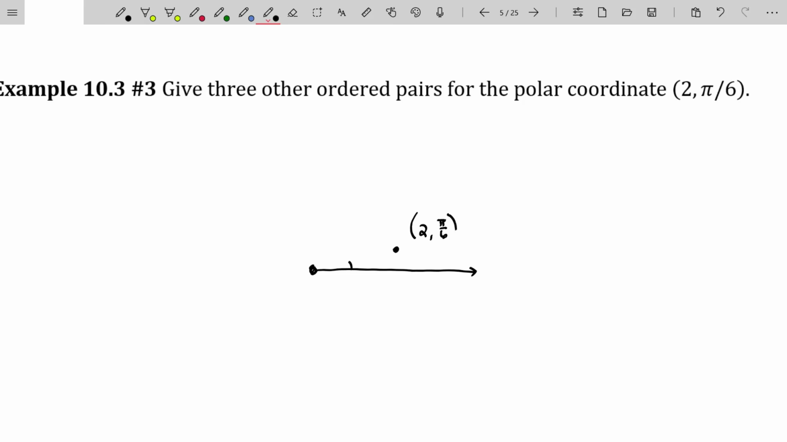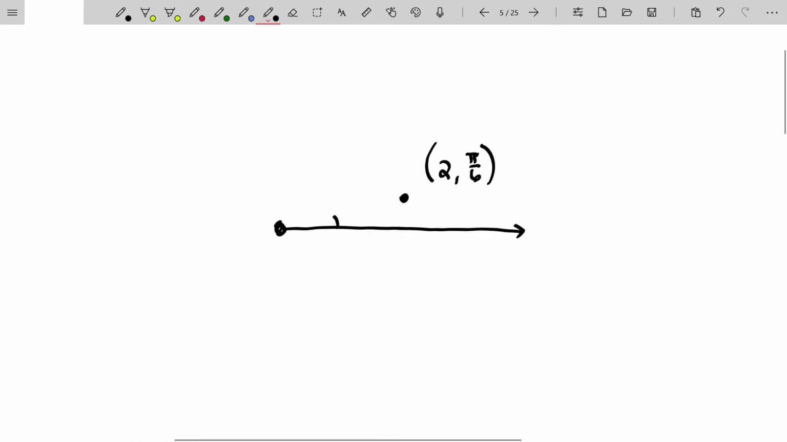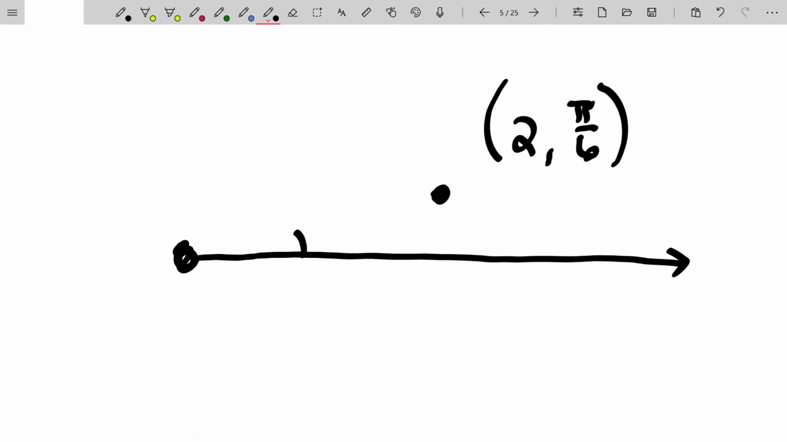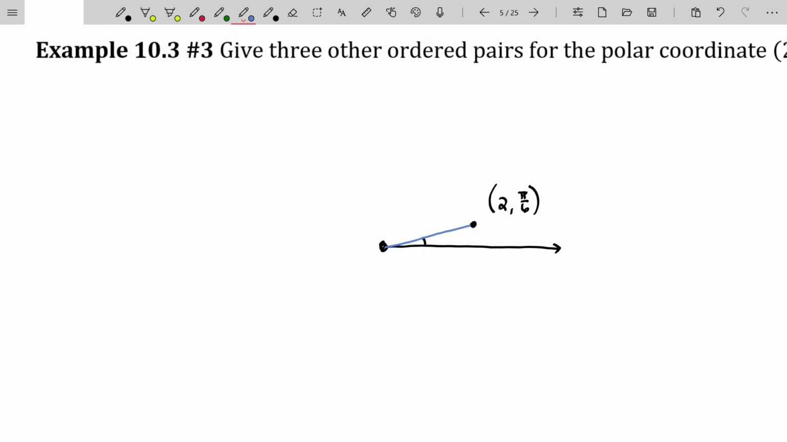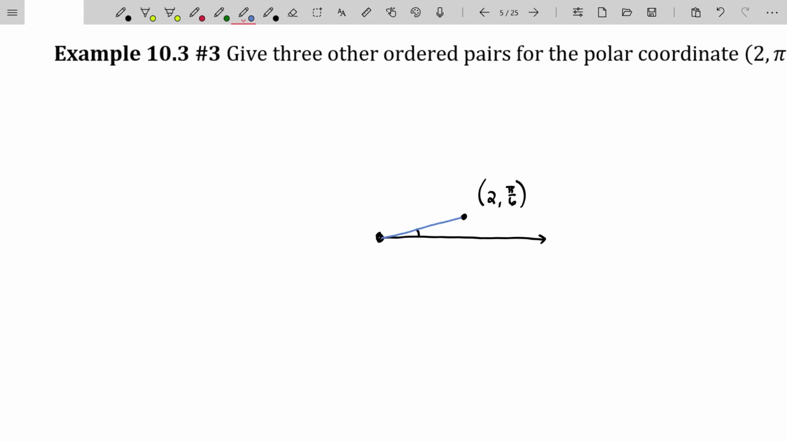Remember, pi over 6 is just a 30-degree angle. If you need to actually draw a line in there, you are more than welcome to. There's nothing wrong with that. It kind of helps in graphing, so I totally understand. But we want 3 other ordered pairs. So just choose how you want to do it.